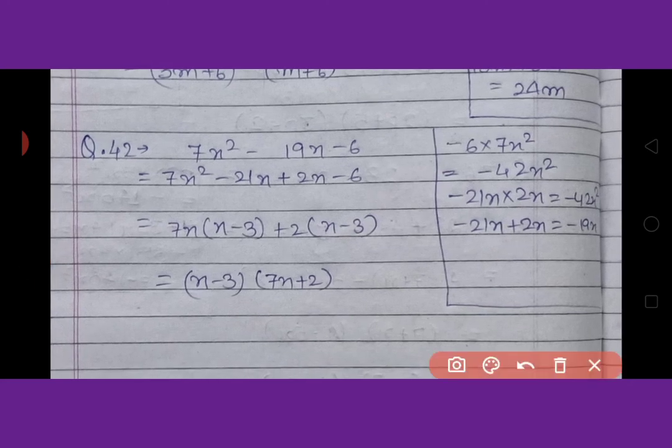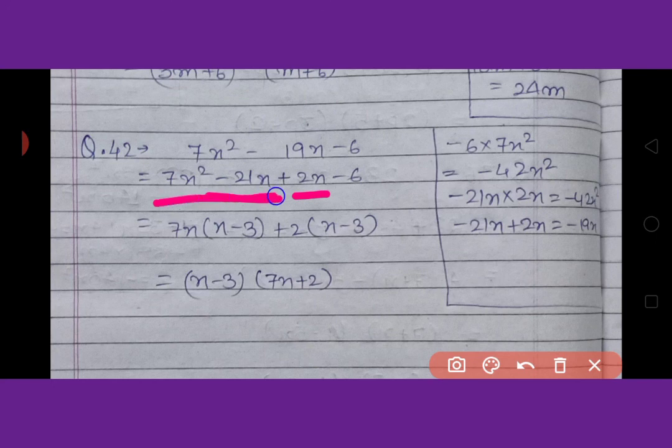7x square minus 19x minus 6. 7 is multiplying with 6, it is getting minus 42x square. Now we have to break 19x into the form of a subtraction, whose difference will be 19x, but their multiplication will be 42x square. So it has taken minus 21x and 2x, minus 21x plus 2x, whose addition will be minus 19x and their multiplication will be minus 42x square.